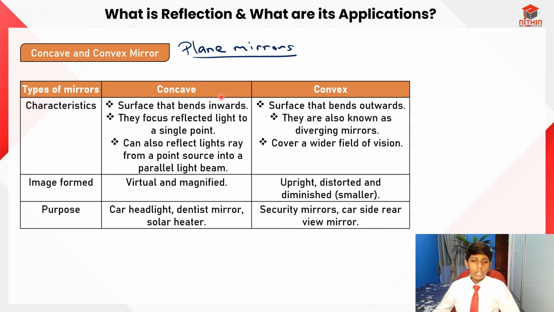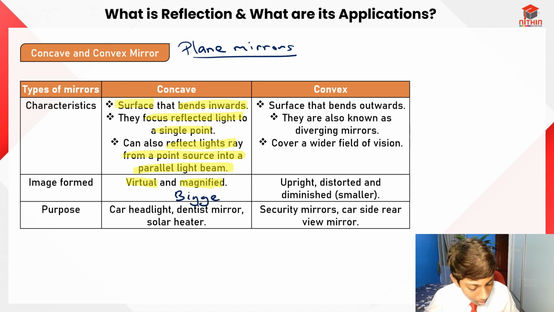The characteristic of a concave mirror is that the surface of the mirror bends inwards. They use this for a dentist mirror. When you go to the dentist, they want to see your tooth, so they use this concave mirror. These mirrors focus reflected light to a single point, and they can also reflect light rays from a point source into a parallel light beam. The image formed is virtual and magnified, so the image seems bigger. The uses are car headlights, dentist mirror, and solar heater.